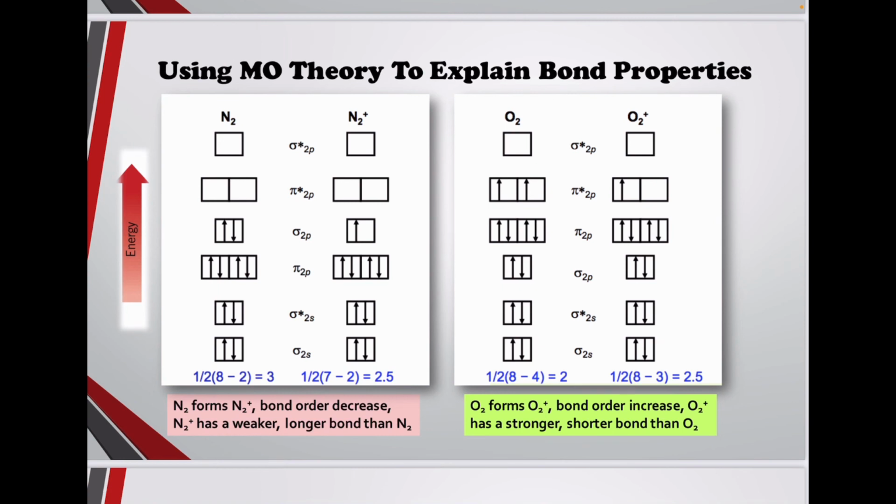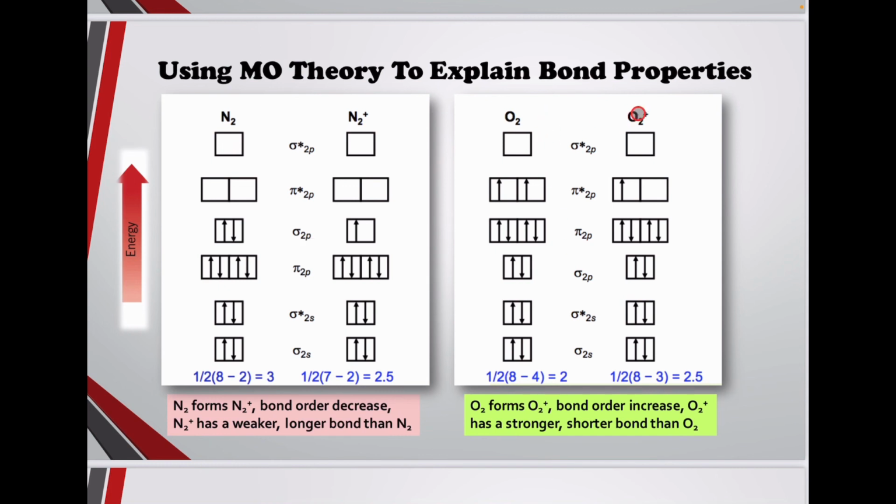Using molecular orbital theory to explain bond properties, this is the molecular orbital of N2. This is the molecular orbital for N2 positive 1. N2 forms N2 positive, and the bond order decreases from 3 to 2.5. N2 positive has a weaker, longer bond than N2. So when you look at N2 positive, it means it lost 1 electron. So here is only 1 electron compared to N2, which has 2 electrons at sigma 2p.